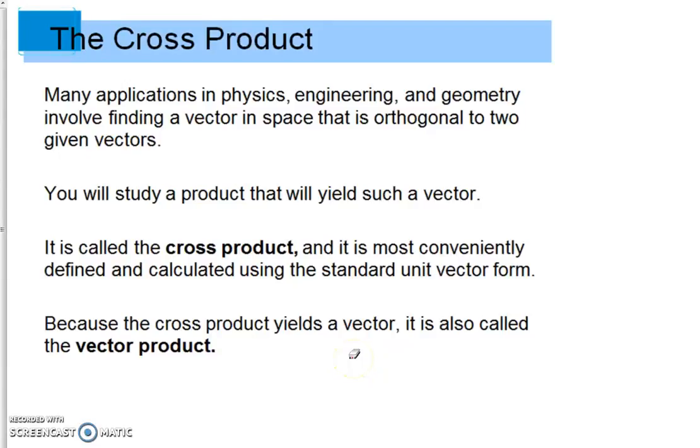Today we look at section 11.4, the cross product. Many applications in physics, engineering, and geometry involve finding a vector in space that is orthogonal to two given vectors. To find this vector, we use something called the cross product, and we can calculate it using standard unit vector form. Because a cross product yields another vector, it's sometimes called the vector product.